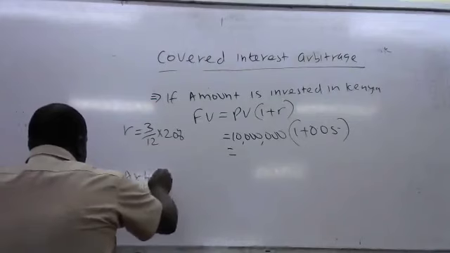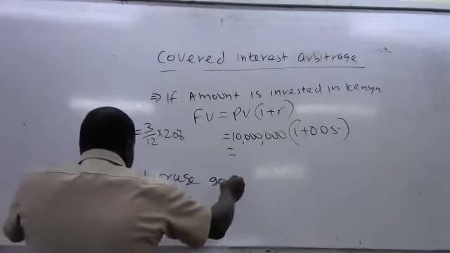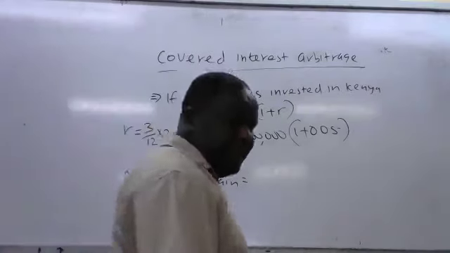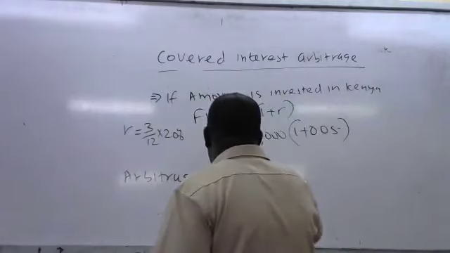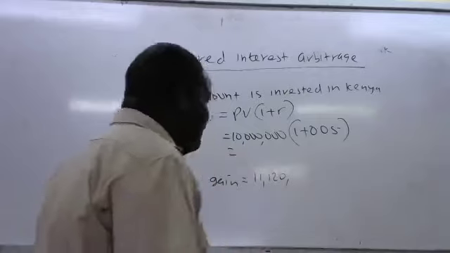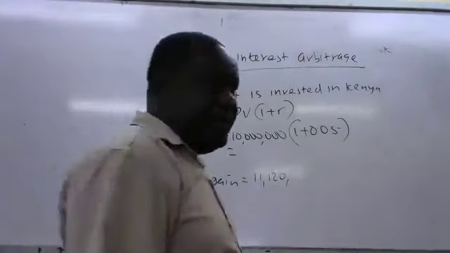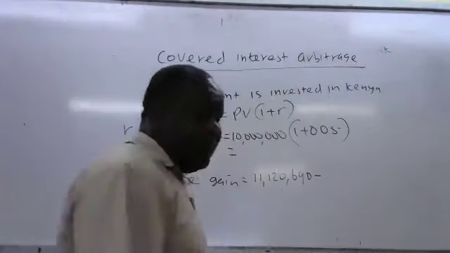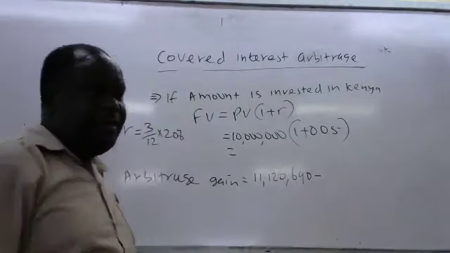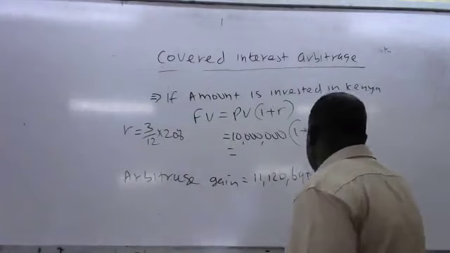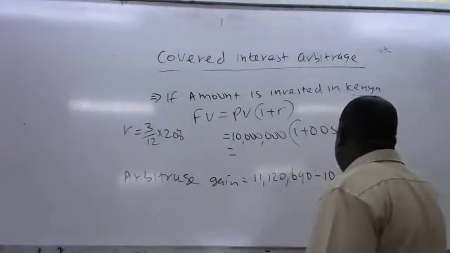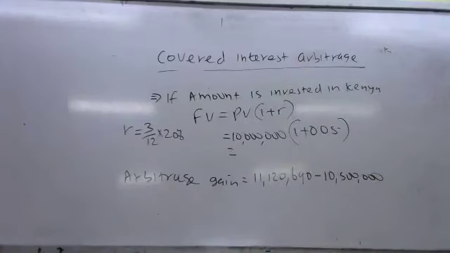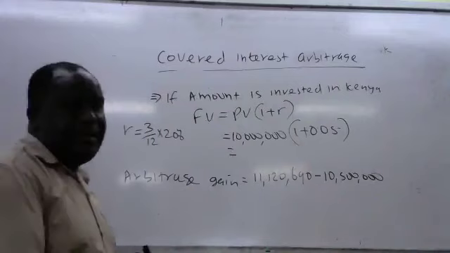So arbitrage gain will now be equal to. So remember in Tanzania we are getting 11 million. Was it 120? 11 million 120,690. Then you subtract now this one, which you are saying it is 10 million. So it is 10 million 500,000. So that's now about the arbitrage gain. That is now what will be able to give you as the arbitrage gain.